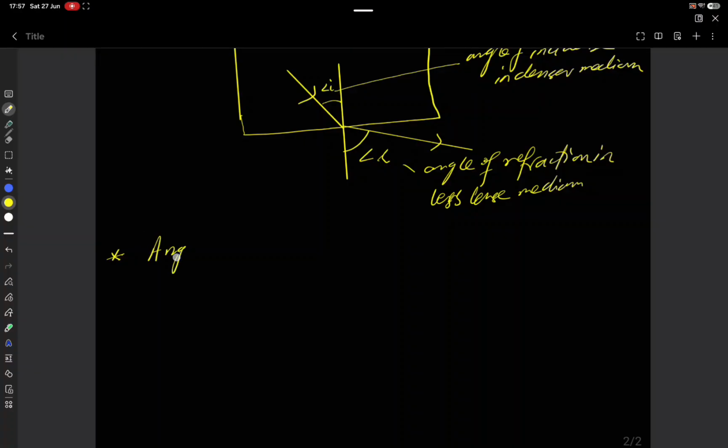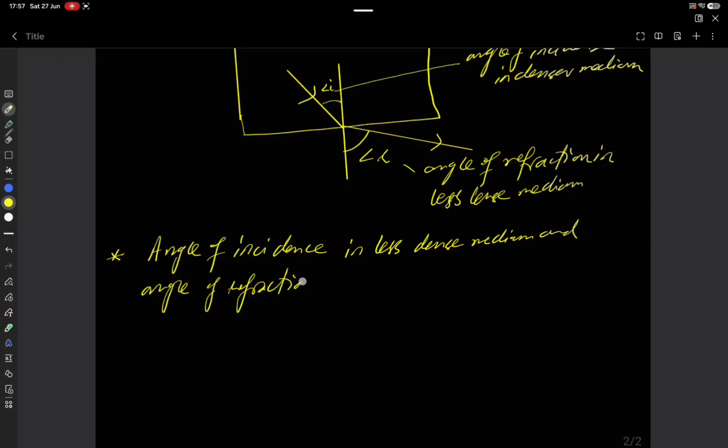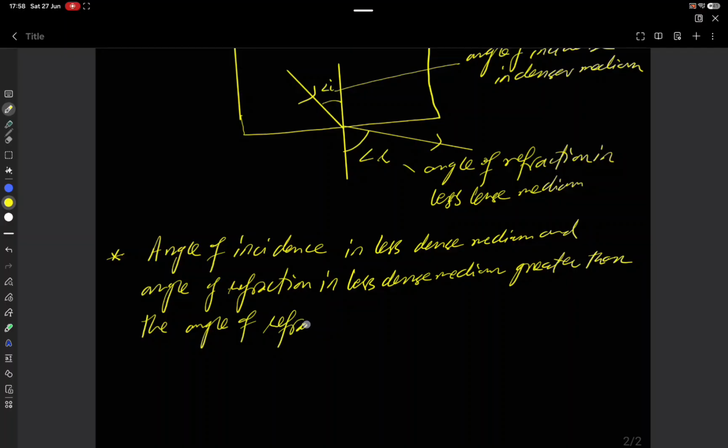The angle of incidence in the less dense medium and the angle of refraction in the less dense medium are greater than the angle of refraction and the angle of incidence in the denser medium.